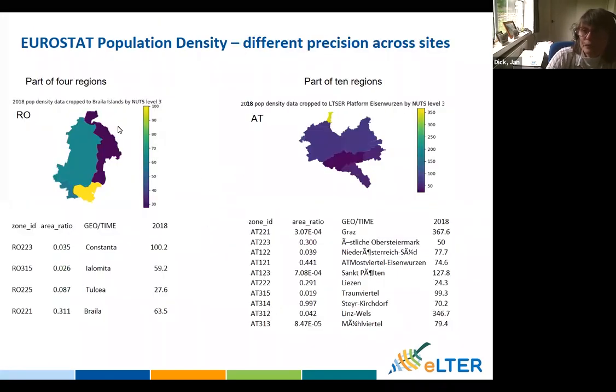I've done this for the Romanian site and the Austrian site. And here you see that there is different precision in these two maps. And this again is something that we have to be careful for. It doesn't mean to say we shouldn't be using this data. This may be the best estimate we have of population density, and if that is what we want to be comparing, then this is what we should use. But we should be aware of what we are doing.